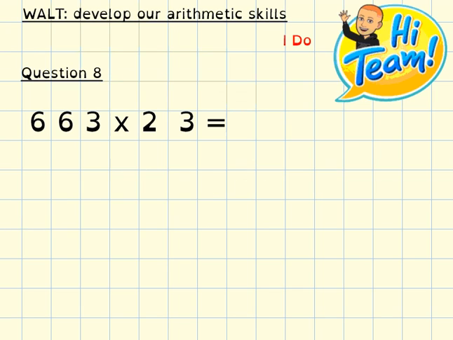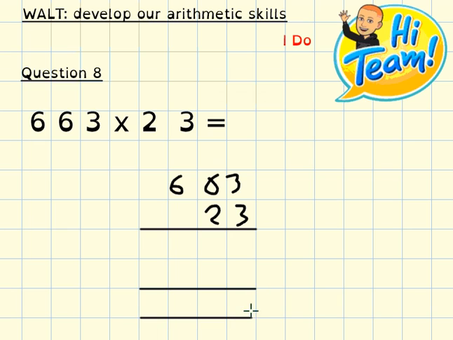Question number 8, long multiplication. We've done quite a lot of practice on this quite recently. We really should be okay with this by now. Write your numbers out. Draw your lines. You can do your brackets at the side if you want, which would be 663 times 3 and then 663 times 20. You don't have to though, as I've said, if you don't want to.